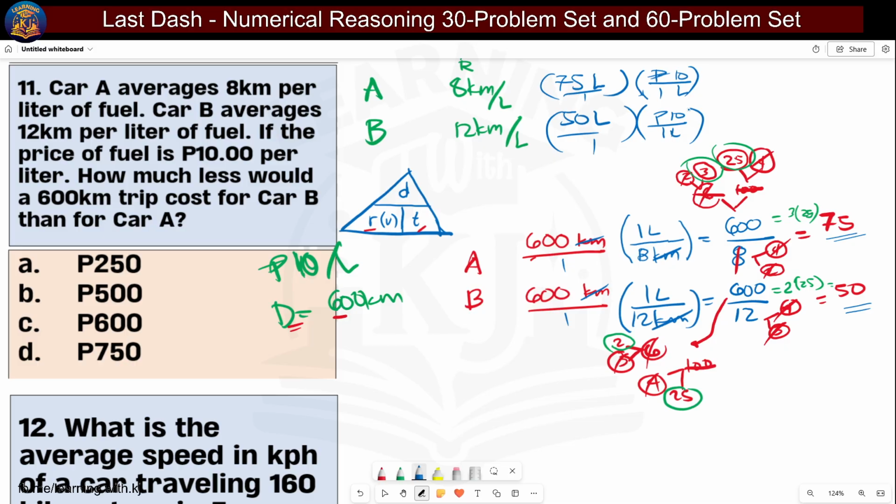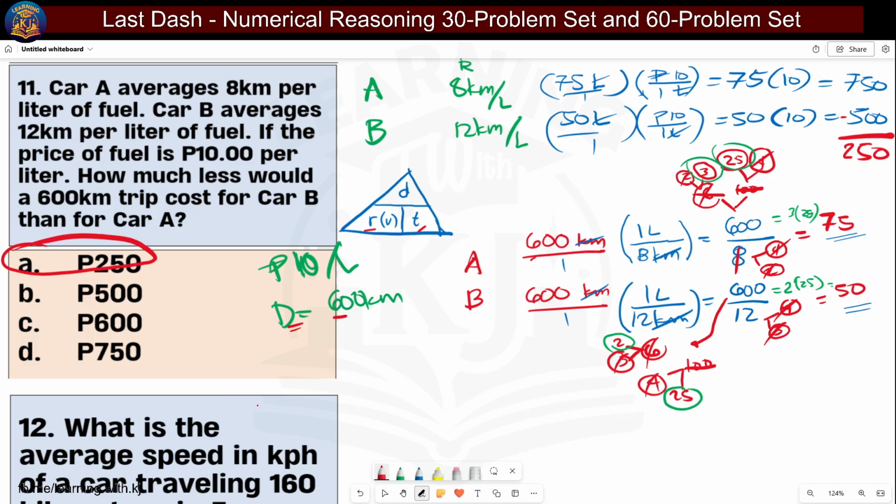Dimensions are all aligning. Alright, so we have liter divided by liter, dimensionless. A total of ilang peso to? 75 multiplied by 10, that's 750. Okay? Ito naman, 50 multiplied by 10, that's 500. Now, let's subtract. 750 minus 500, this is 250. Therefore, the answer is, we have here letter A, 250. Okay?